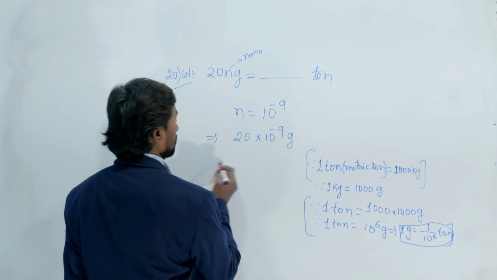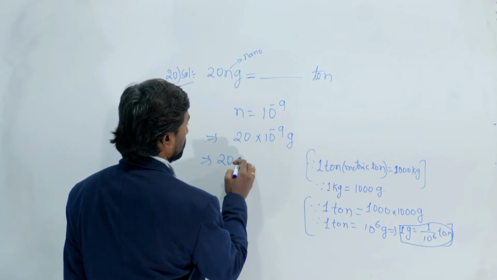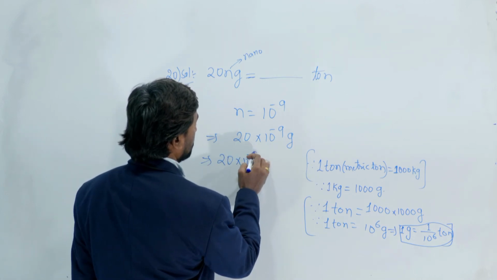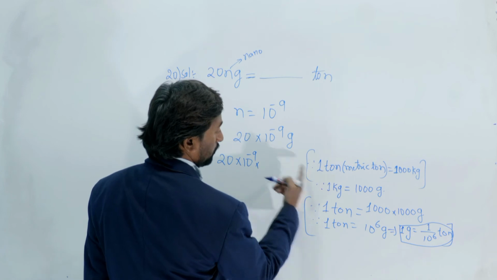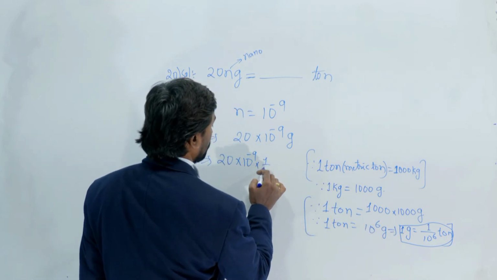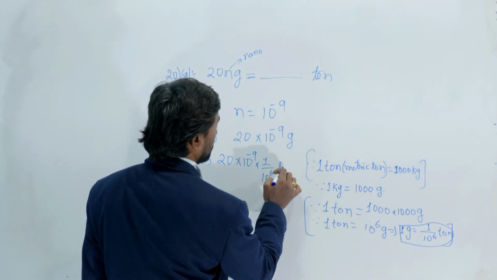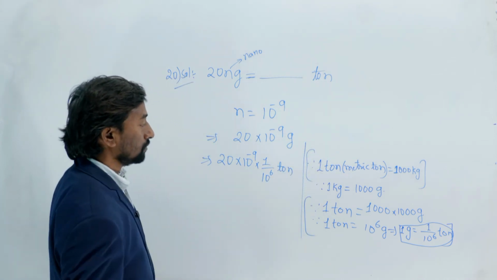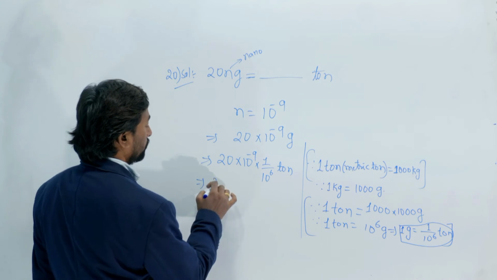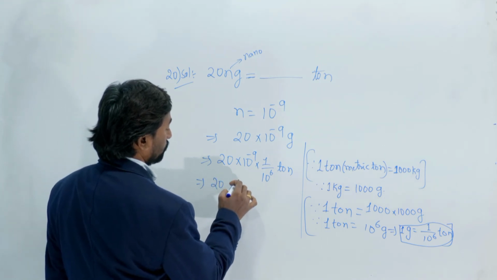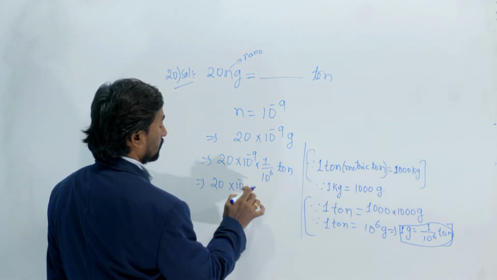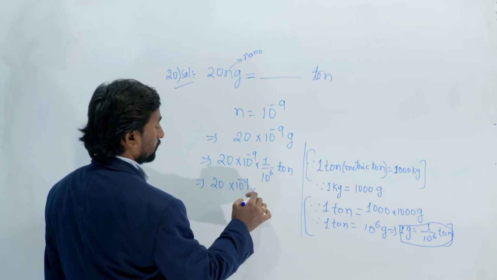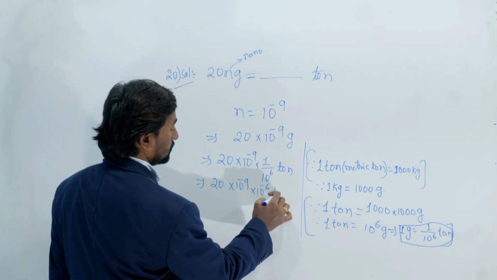If you substitute here, 20 into 10 to the power of minus 9 into 1 gram. 1 gram, how much did we get? 1 by 10 to the power of 6 tons. Okay. So now if you bring this 10 to the power of 6 to the numerator, it will become 10 to the power of minus 6 tons.